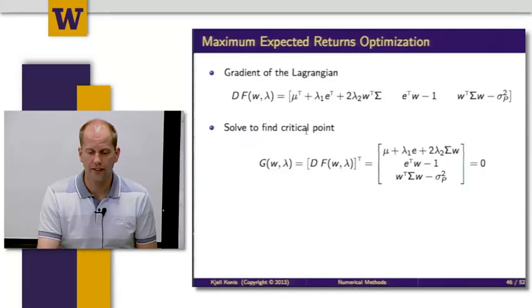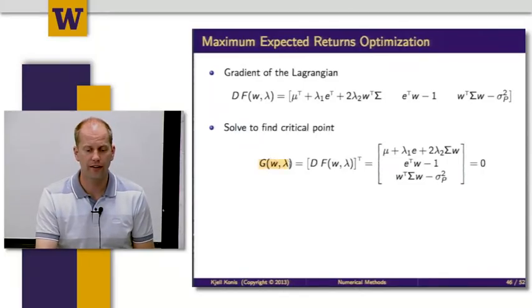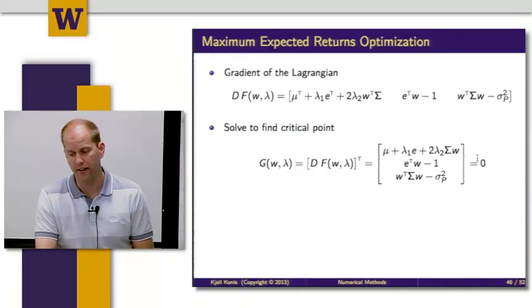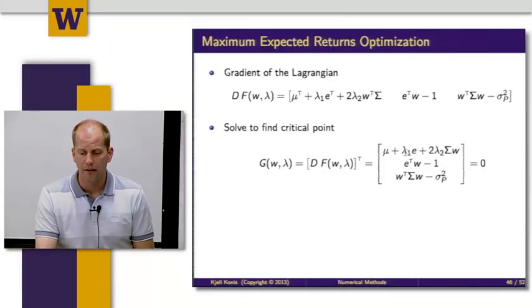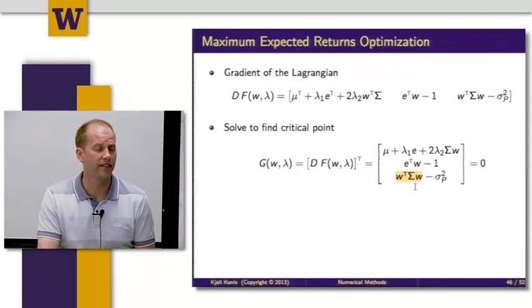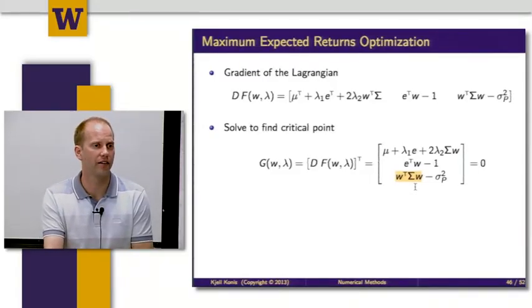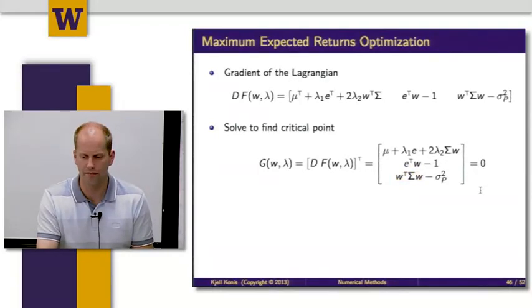So I want to solve to find the critical point again. I'm going to define my function g to be a function of w and lambda. It's just going to be the transpose of the gradient of the Lagrangian. And so I end up with this vector here that I want to set equal to 0. But again, it's got this quadratic form in it, so it's not going to be something that I can just solve as a linear system. It's going to be a nonlinear problem that I need to solve, so I'm going to have to approach this with Newton's method again.